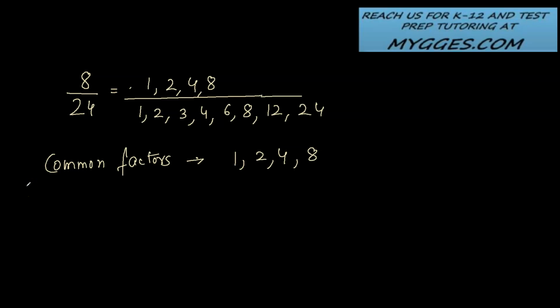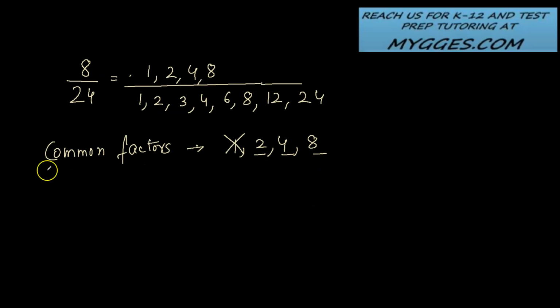Now we can divide 8 and 24 by any of these factors except 1, because, as we have already discussed, when we divide any number by 1, it always remains the same. So we can take any of these factors, 2, 4 or 8. Let's divide 8 and 24 by 2. We get 4, and 24 divided by 2 is 12.